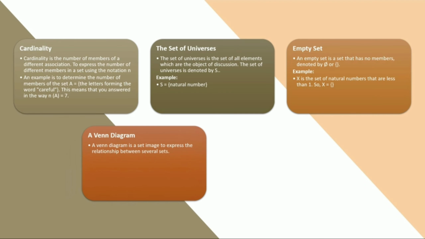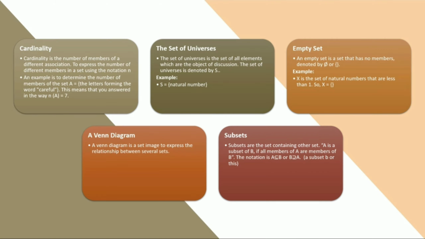Number 4, a Venn diagram. A Venn diagram is a set image to express the relationship between several sets. And the last one, subsets. A subset is a set contained in another set. For example, A is a subset of B if all members of A are members of B. The notation is A subset B or B superset A.